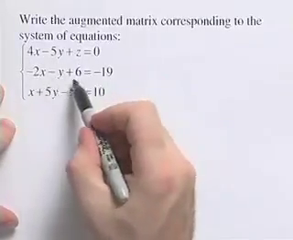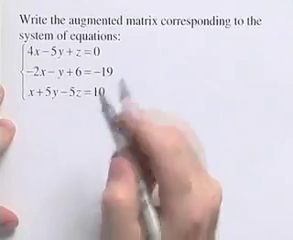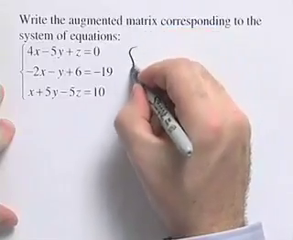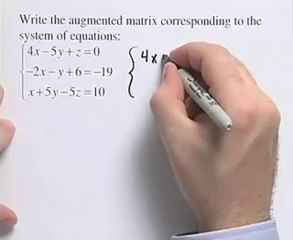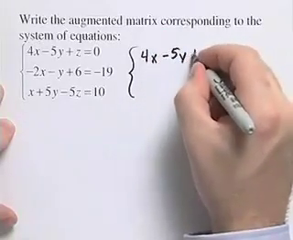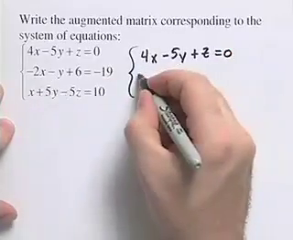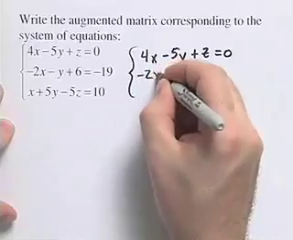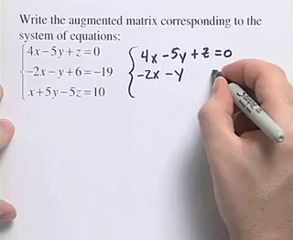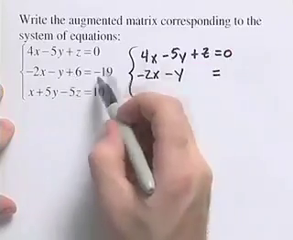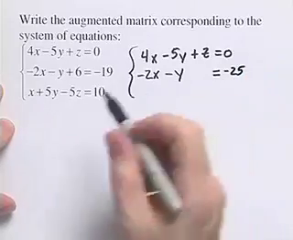If we look at this second equation here, we see that there's a constant 6 that needs to be moved over. So we're going to rewrite our system. First equation is fine. I'm going to rewrite that: 4x minus 5y plus z equals 0. In our second equation, we're going to write negative 2x minus y. And there's no z term, so we'll leave that space there. We're going to subtract 6 from both sides, so we'll have minus 25.